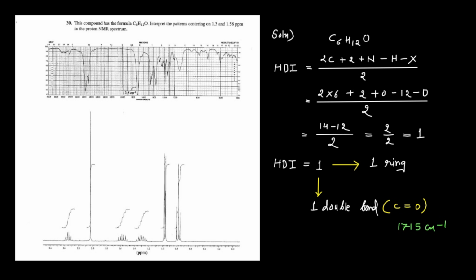Okay, so this problem is going to be very, very important. This compound has the molecular formula of C6H12O, which I have written over there. Interpret the pattern centering on 1.3 and 1.5 ppm in the proton NMR spectrum.